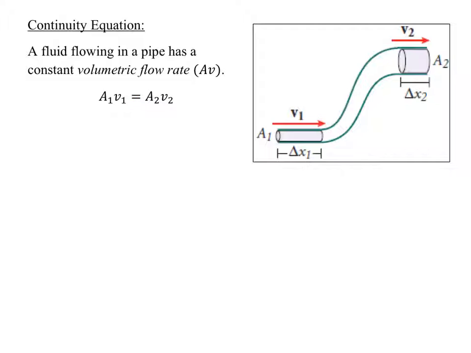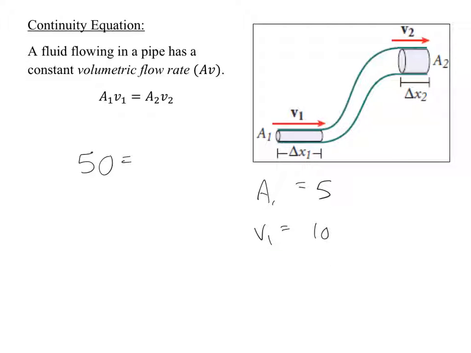So again, let's pick an area. Give me an area 1. I don't care what it is. Thank you. Give me a velocity 1. All right. So A1 V1 is 50. Does everybody agree with that? A1 is 5, V1 is 10, A1 V1 is 50.